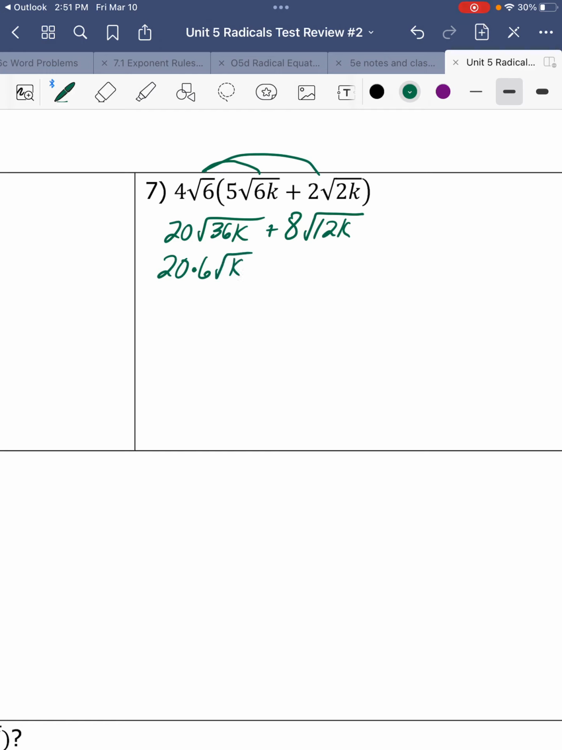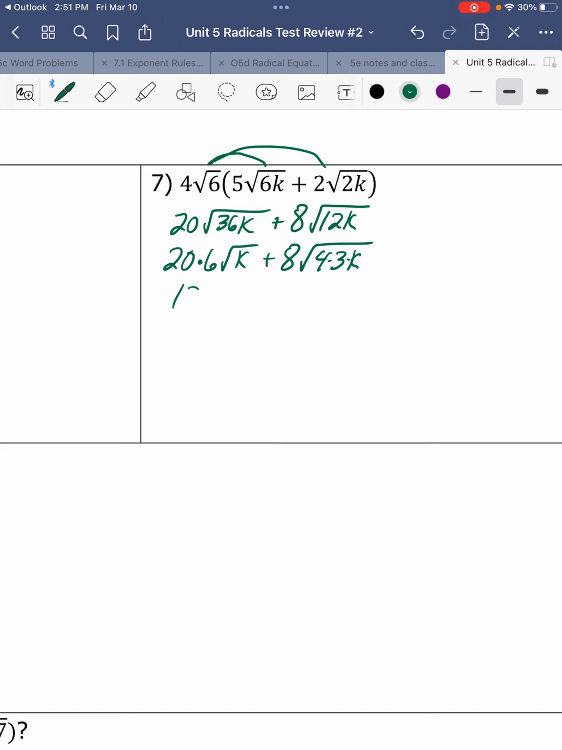So the square root of 36 is 6. Cannot break down the square root of k. We have 8, or 12 is going to break down at 4 and 3. Certainly could have brought that 4 out as a 2 right now, but I'll just write a couple more lines here.